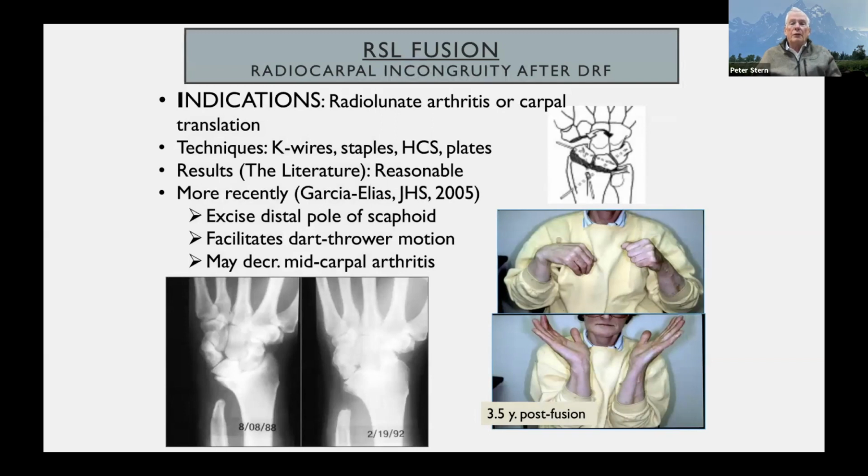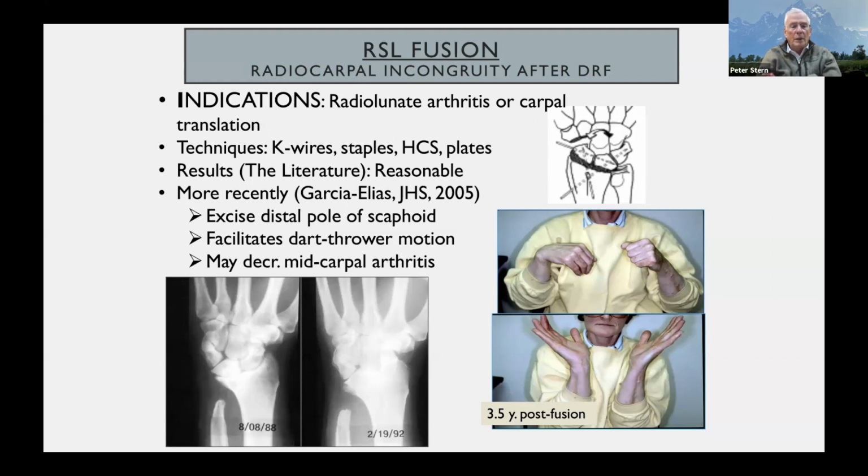In terms of radioscapholunate fusions, this is certainly another consideration. The fusion itself, in terms of fixation techniques, can be done with K-wires, staples, headless compression screws, as Mark Cohen has eloquently shown, as well as dorsal plates. The results in the literature of so-called Chamay or radioscapholunate fusions are pretty good. They're reasonable. Mark Garcia Elias has recommended, if you do this, that you excise the distal pole of the scaphoid because it facilitates the dart thrower motion.